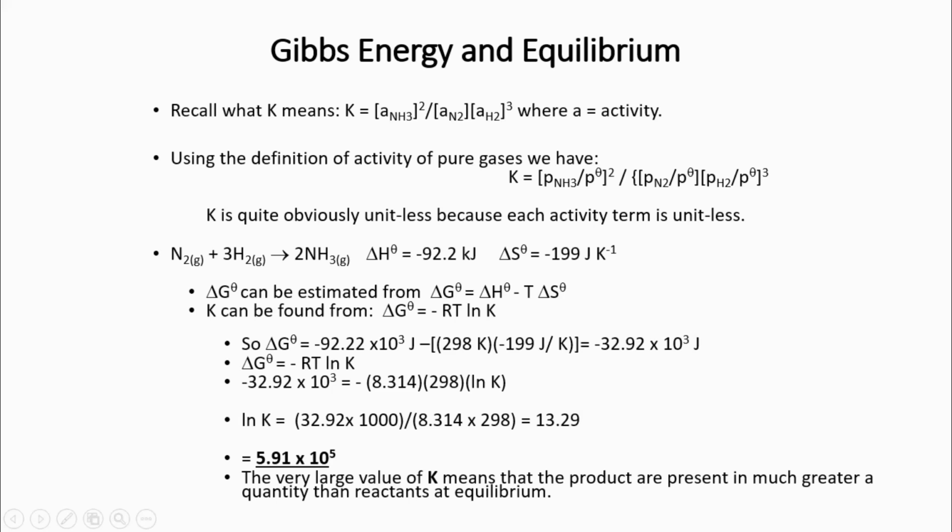ln K, the natural log of the equilibrium constant, works out to be 13.29. If we do e to the power of that, which is the opposite of the natural log, then we can get the equilibrium constant, which is 5.91 times 10 to the 5. Now this is an interesting value.